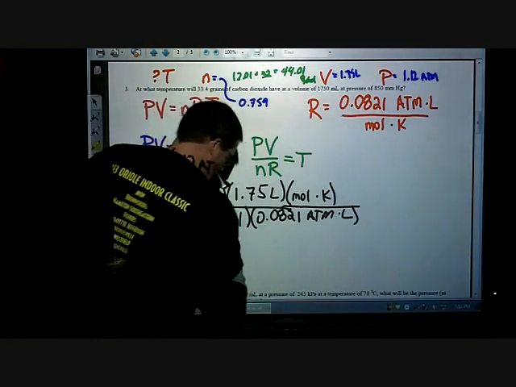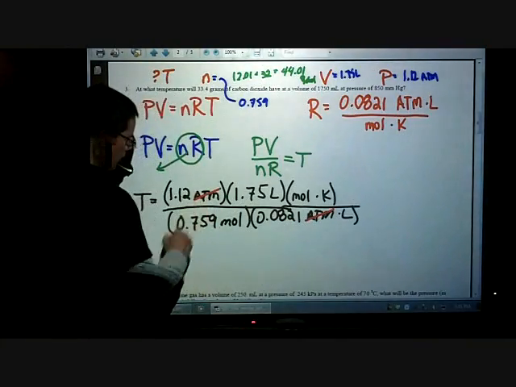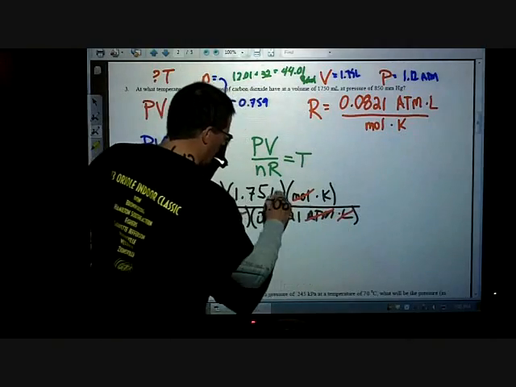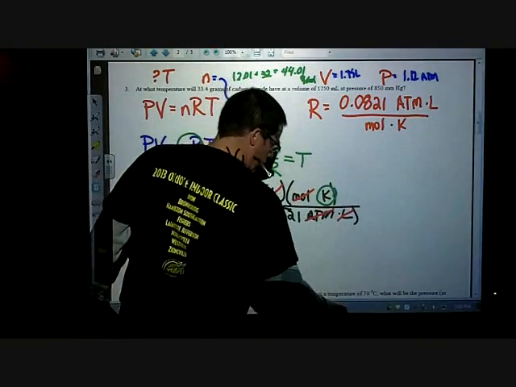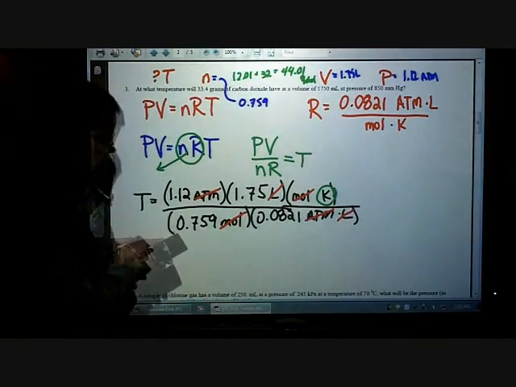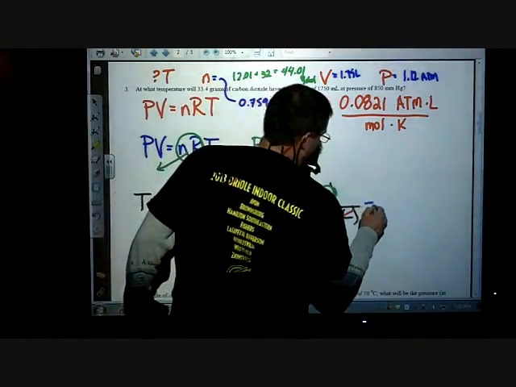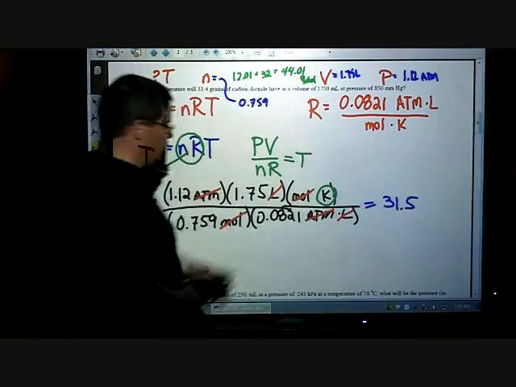Okay. And then, of course, check to make sure your units can cancel out. Atmospheres are gone, moles gone, liters gone. What unit remains? Kelvin, which is your temperature. 31.45, or 31.5 is fine. And it is in Kelvin.